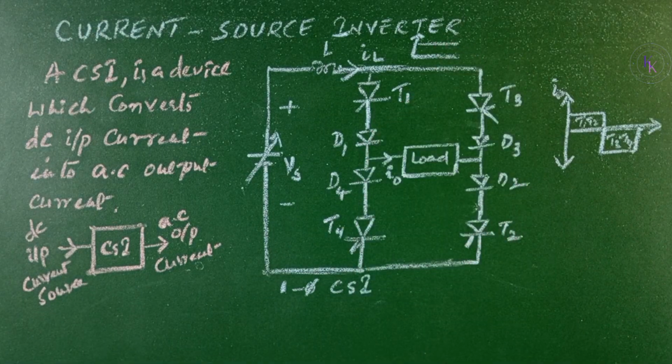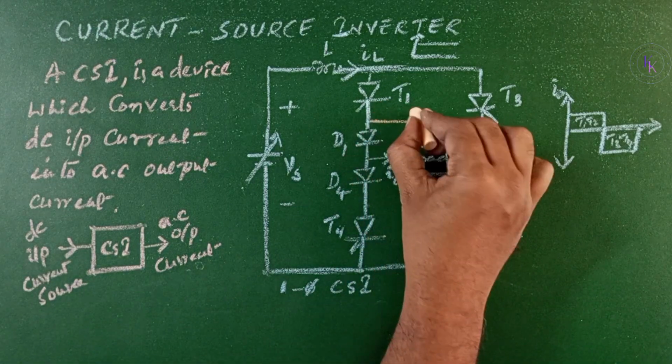Then how to turn off the thyristors? That can be done by force. So forced commutation is used in current source inverter. The turning off process is nothing but a commutation process. So the commutation circuit for thyristors requires only a capacitor.